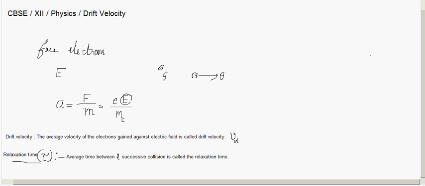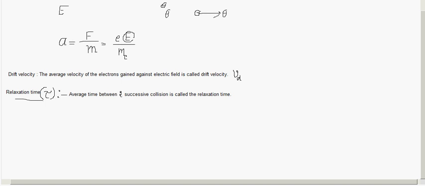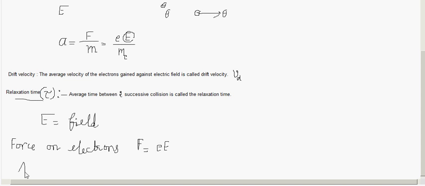Now the force on electrons when we apply an electric field is given by, if E is the electric field applied, the force on each electron is F equals e into E. The acceleration gained by the electrons is given by a equals force divided by mass of electron, so I can write it as e into E divided by m_e, where m_e is the mass of the electron.